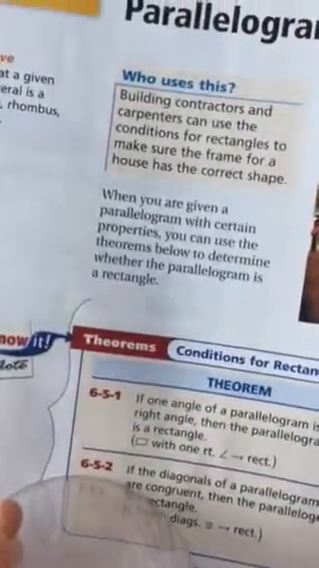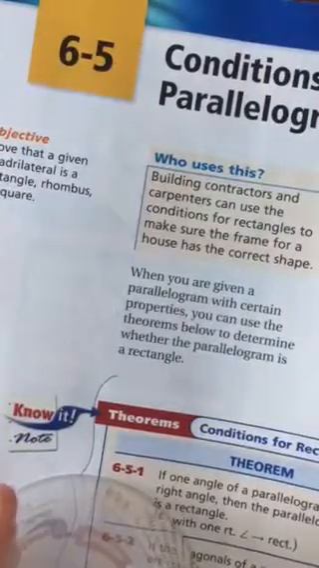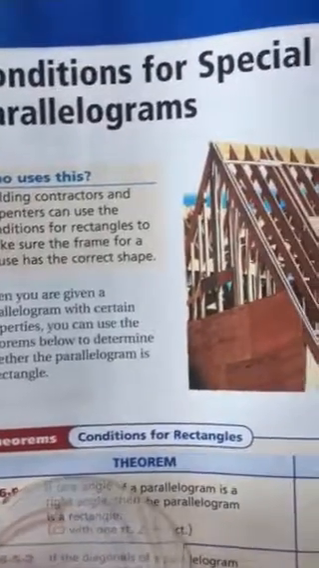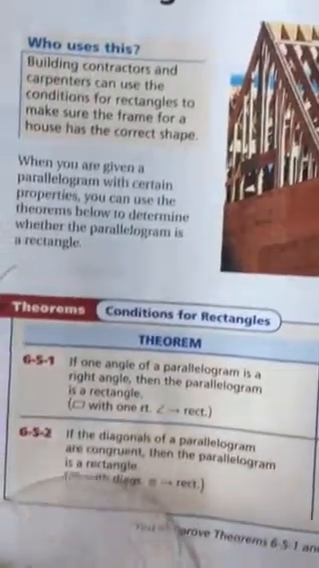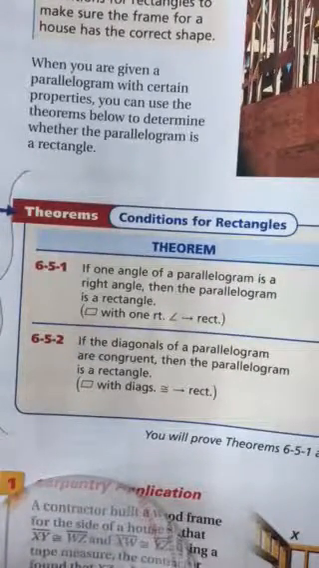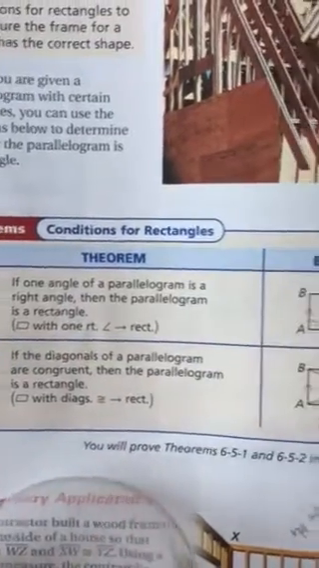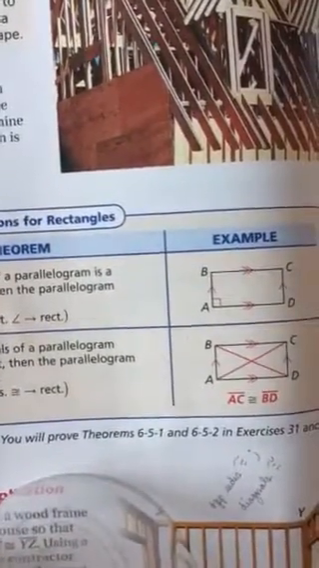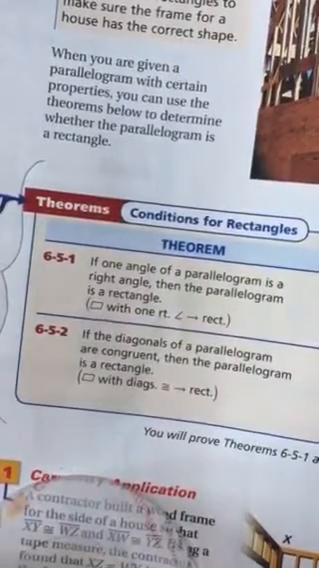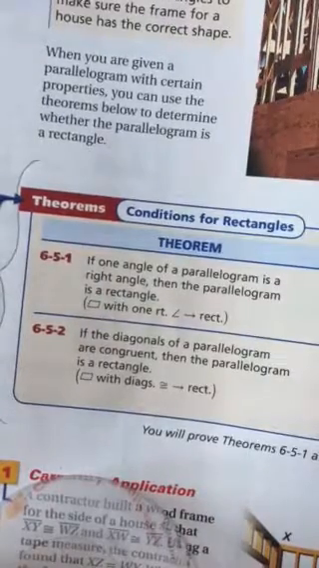This is video 4, but we are going to go backwards and actually look at lesson 6-5, which is conditions for parallelograms, special parallelograms. This is on page 418, and I just want to briefly look at this lesson. We are going to go over 2 theorems that are conditions for rectangles, and then we're going to look at 3 theorems on the next page that are conditions for rhombuses. This is really just building on what we learned in lesson 6-4.